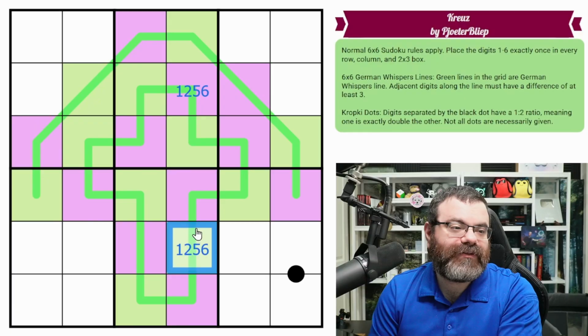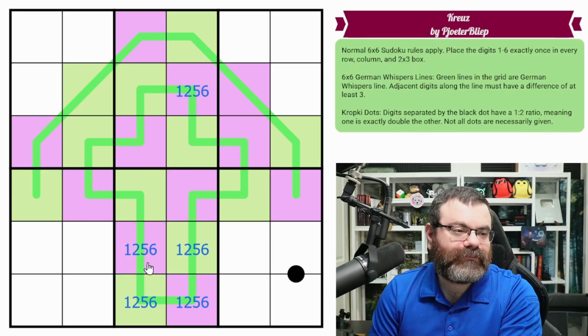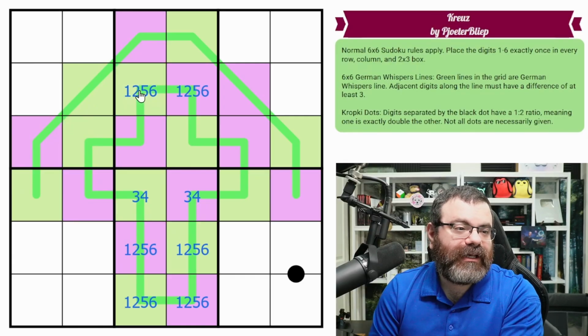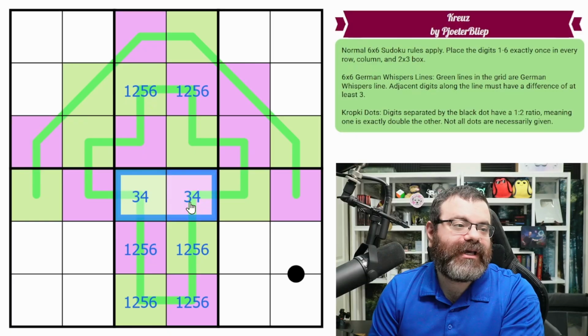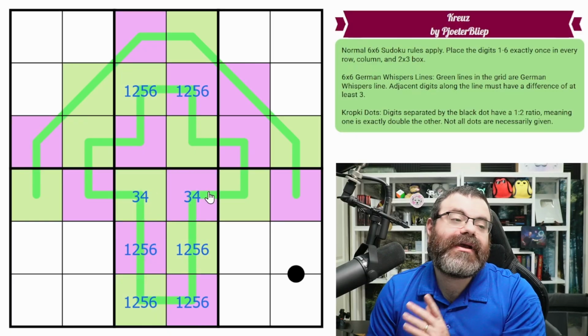So this can only be 1, 2, 5, 6 because it's vertical. This can only be 1, 2, 5, 6. So can this, and so can this. That makes this a 3, 4 pair. I'm going to do something with the 3, 4 in a second, but I'm going to keep going down the line to make sure I didn't miss any. This one here is 1, 2, 5, 6. But we know these are the 3, 4s anyway. So yes, those would have come from that.